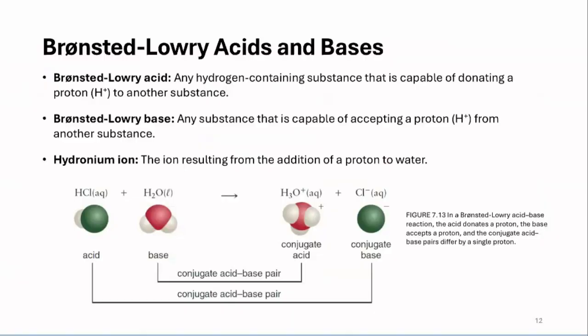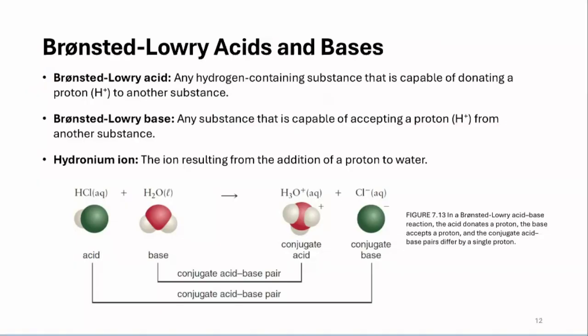Let's now continue our discussion of acids and bases in terms of Bronsted-Lowry acids and bases. As I just introduced to you, the Bronsted-Lowry definitions define that an acid is a substance that gives away an H plus, while a Bronsted-Lowry base is a substance that accepts that H plus. Let's look at a reaction where this exchange of protons occurs.